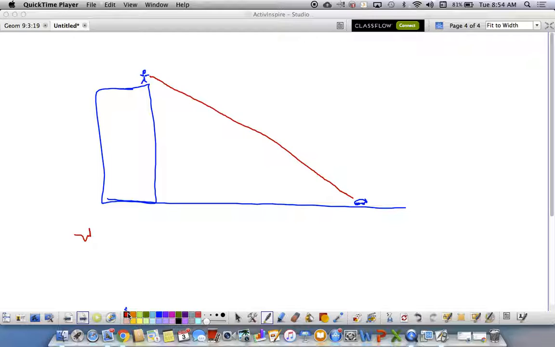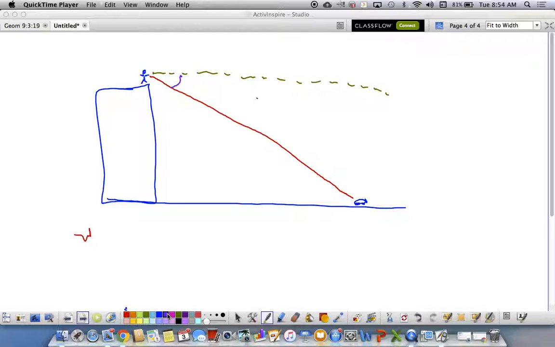This is if you're looking straight forward. That's the horizontal line. This is your angle of depression. You remember so well. Good job.